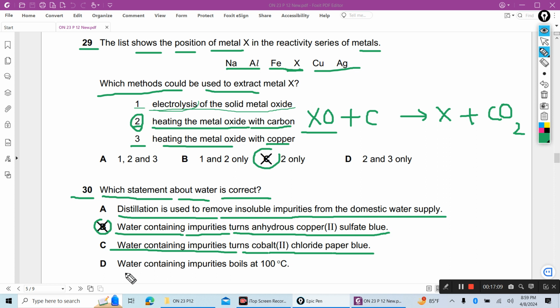This is wrong. Water containing impurities boils at 100 degrees centigrade. No, pure water boils at 100 degrees centigrade. If impurities are present in water, that water boils at more than 100 degrees centigrade. Impurities increase the boiling point but decrease the melting point.